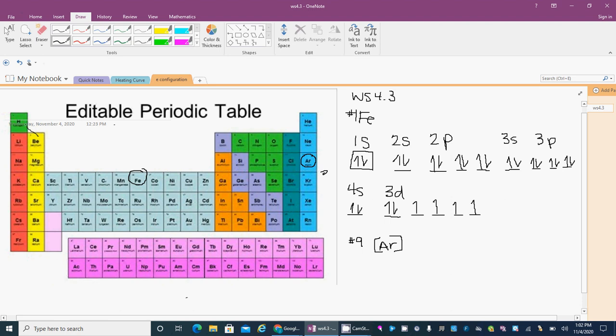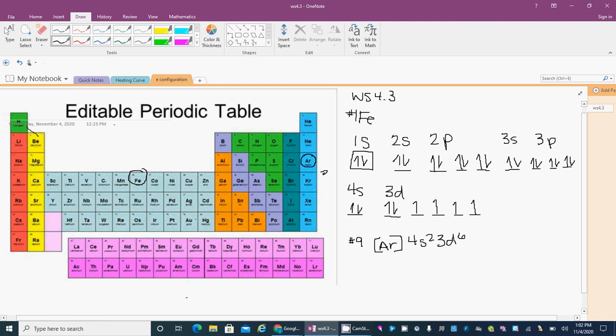That then represents all of this above here, 1s2, 2s2, 2p6, 3s2, 3p6, so we don't have to write any of that. That's our abbreviated version. Then what you do is you go to your 4th energy level, and all you have to write is your 4s2 and your 3d6. Okay?